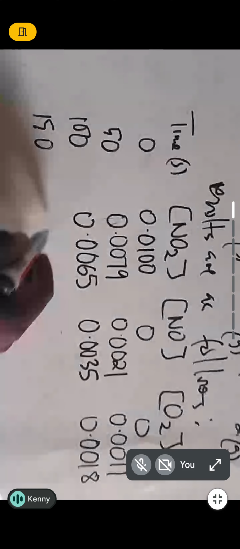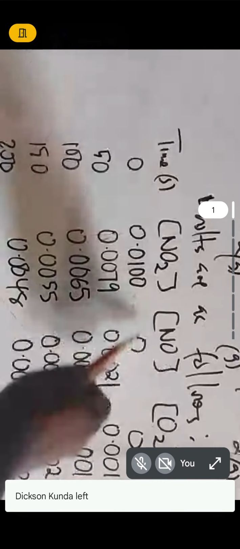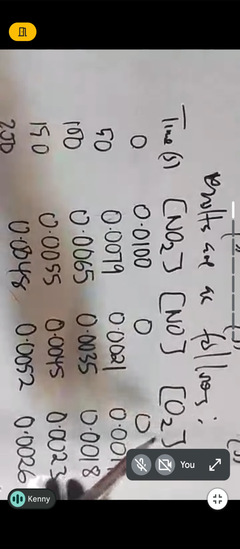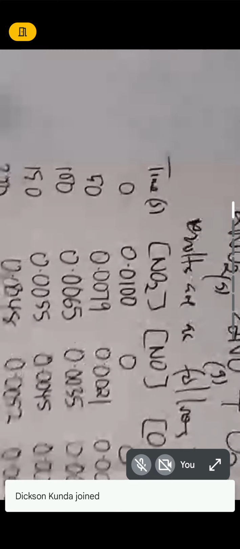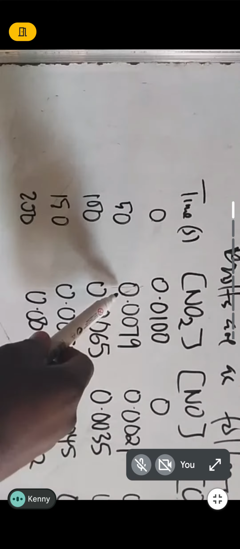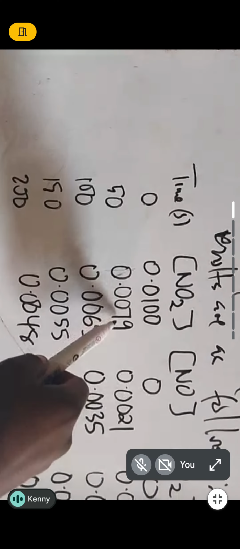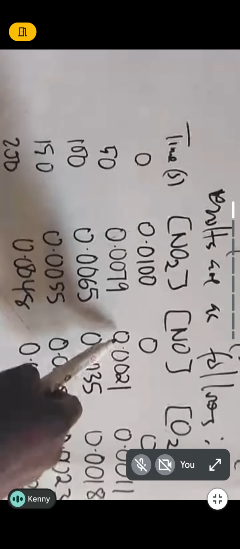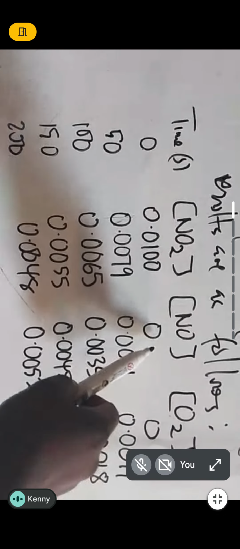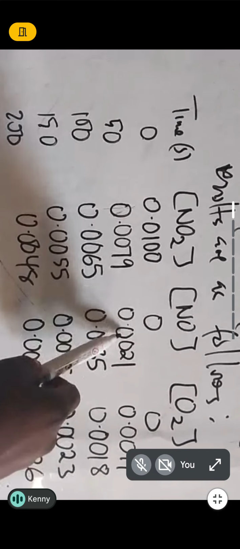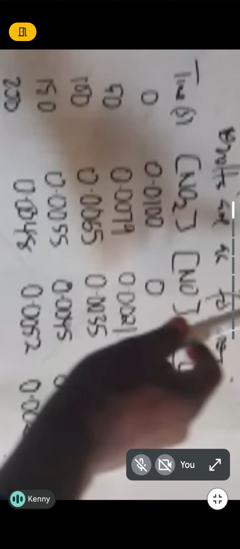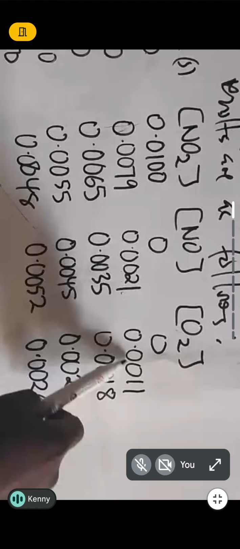Here, the reaction has not yet started. You can see the concentration of NO is 0 and the concentration of oxygen is 0. But after 50 seconds, the concentration of NO2 has started reducing, to 0.0079. The concentration of NO has increased to 0.0021. Then the oxygen is half of that, since the mole ratio is 2 to 1.